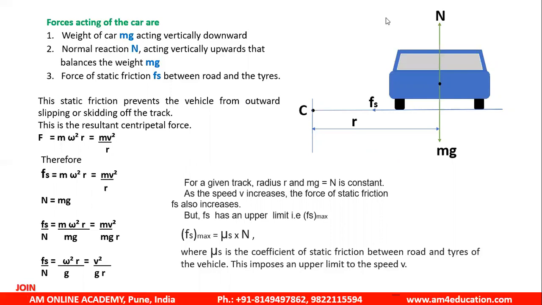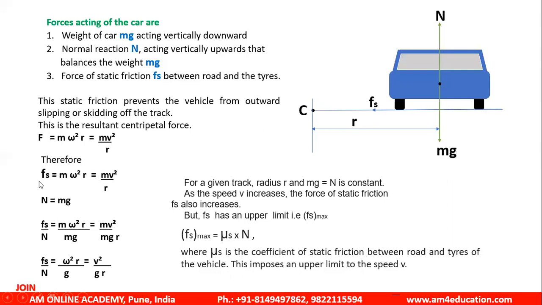Now in this case, the centripetal force is F equals m omega square r, or F equals mv square upon r. This centripetal force mv square upon r is balanced by the frictional force Fs. So the frictional force Fs becomes Fs equals m omega square r, or mv square upon r. Now the normal reaction N is balanced by mg. So N equals mg.